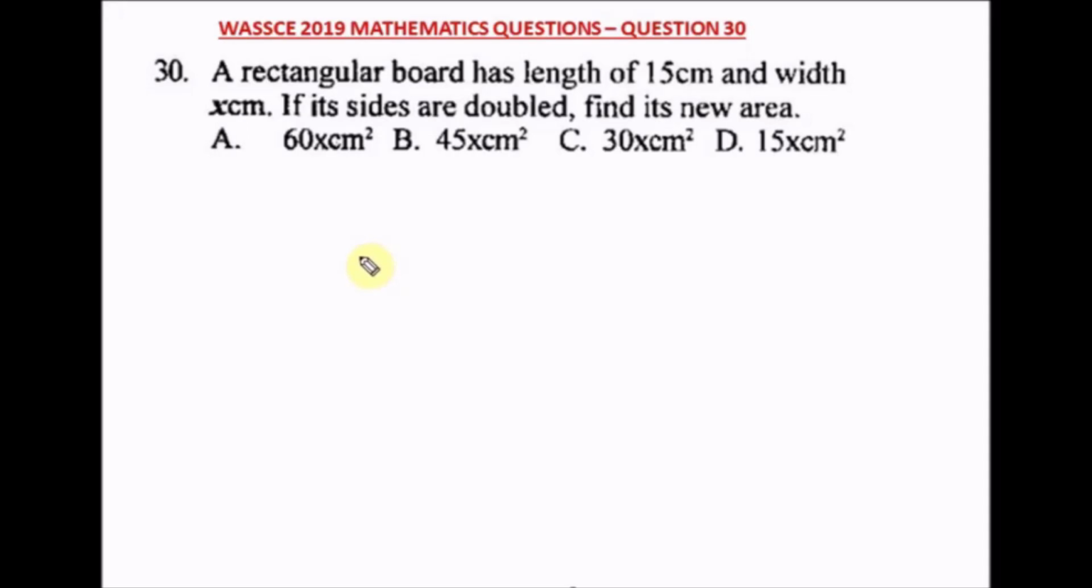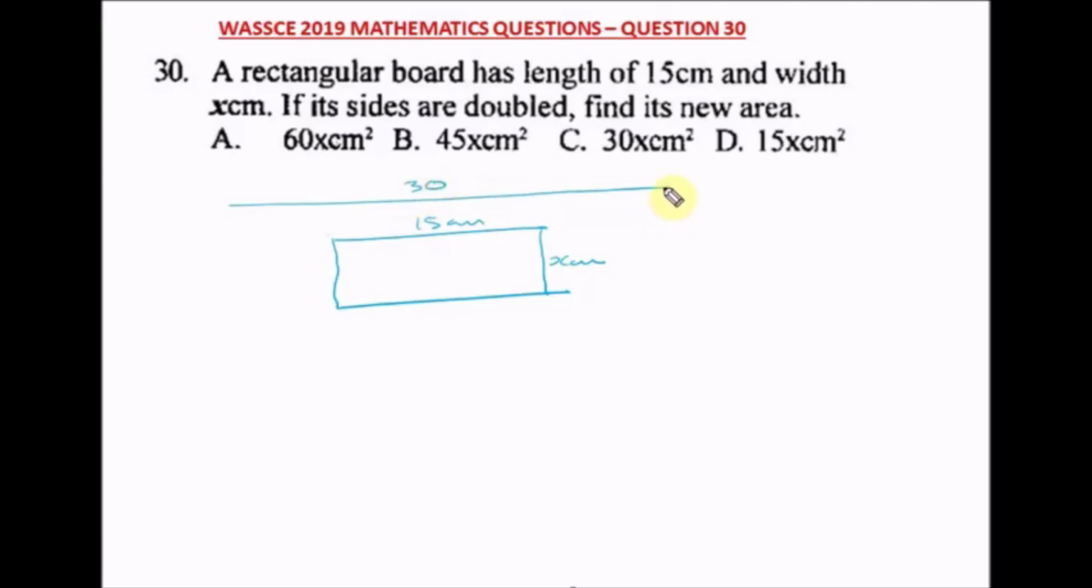It says a rectangular board has a length of 15 centimeters and a width of x centimeters. If its sides are doubled, find its new area. If its sides are doubled, the length is doubled, that's 15 plus 15, we have 30, and the width is also doubled, that's x plus x, we have 2x.